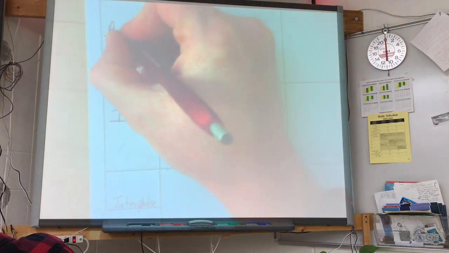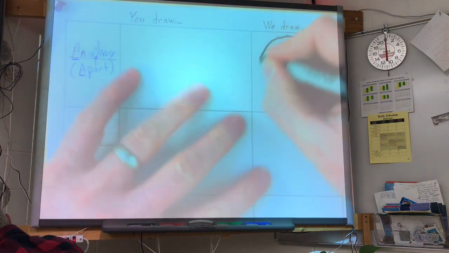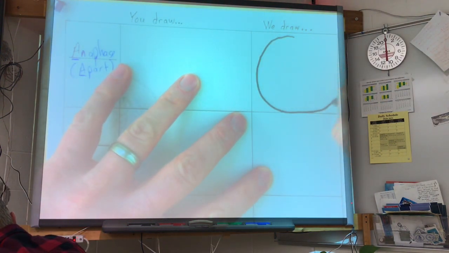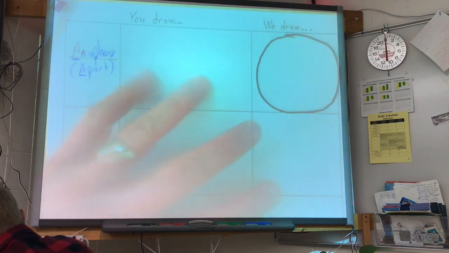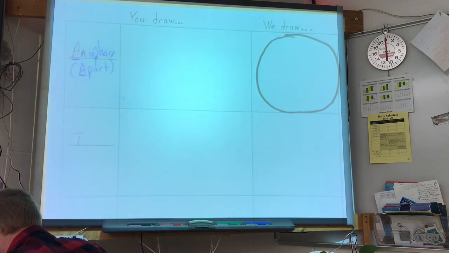The A stands for, I changed colors, anaphase. Anaphase, and what's the other A word that goes with anaphase? Apart. Apart, or you could say away, either one, but apart. So during anaphase, something is pulled apart. Now remember, mitosis is all about genetic information. So we are talking about the genetic information being pulled apart.